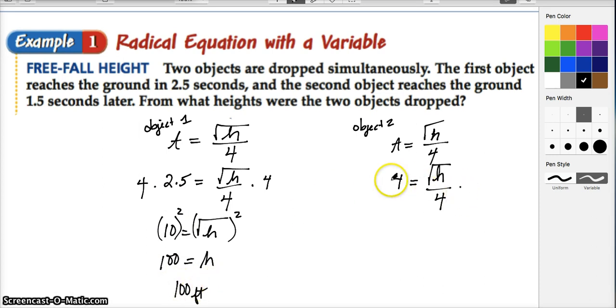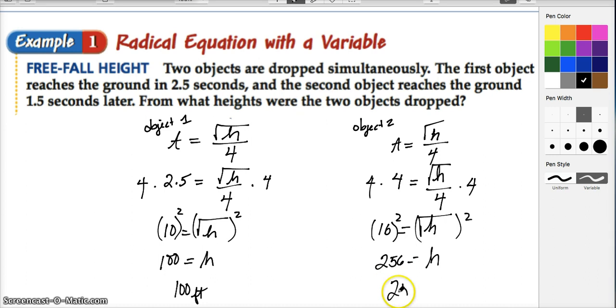Following along over here, I'm going to do the same thing. Solving for h, I have to isolate that radical, multiply both sides by 4. I end up with the square root of h is equal to 16, and that follows up with squaring both sides. And I get that h is equal to 256. So 256 feet was the original height of the second object.